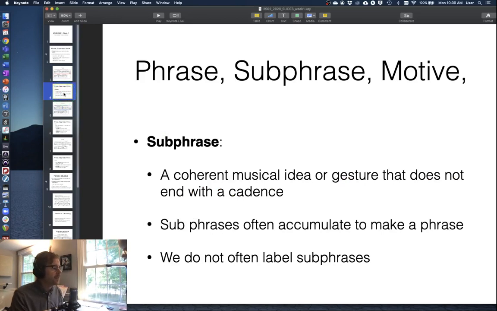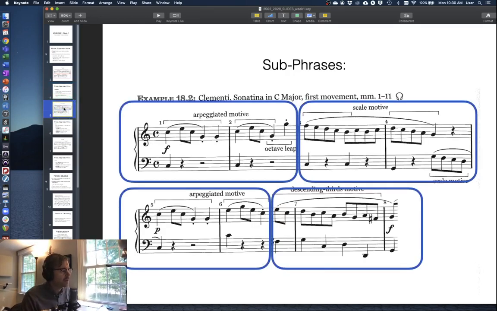Within phrases, we can hear subphrases, which are smaller gestures that do not end with a cadence. They are not conclusive. They're not punctuated. Subphrases often accumulate to make a phrase, and this is important when we start talking about sentences later in this video. But we do not often label subphrases because they contribute to larger phrases. In this case, I've circled them, and we could think about that musical thought as a repetition of an idea, a motive, which we'll talk about in a second, but it doesn't have a cadence. There's no cadence at the end of this moment. There's no cadence at the end of this one either. There is one here because it concludes the larger phrase.